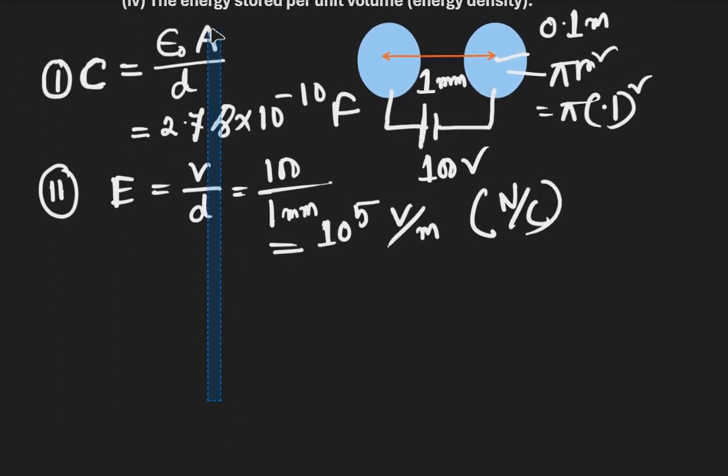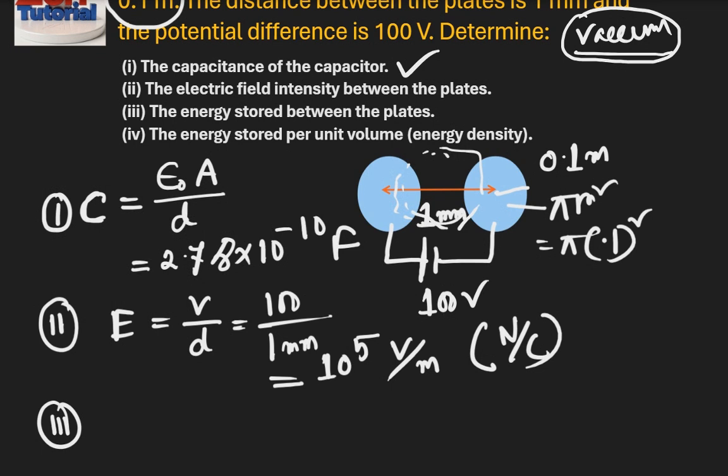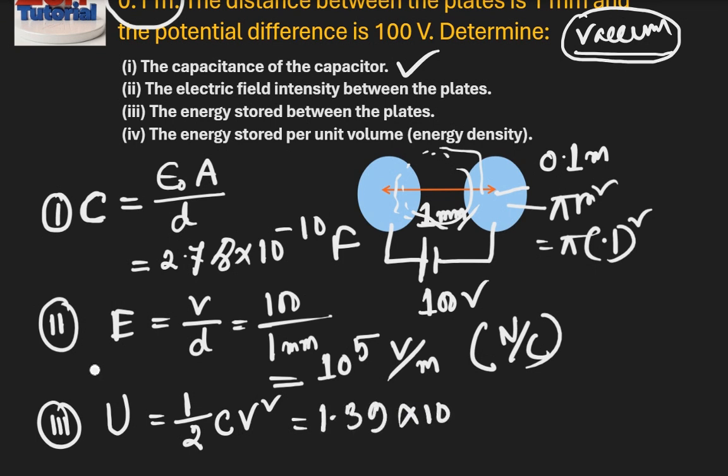Now number 3, the energy stored between the plates. So here the amount of energy we have to determine. So this is of course the potential energy. So U is equal to half C V square. Now plug in the values. So we have got 1.39 into 10 to the power minus 6 joule.